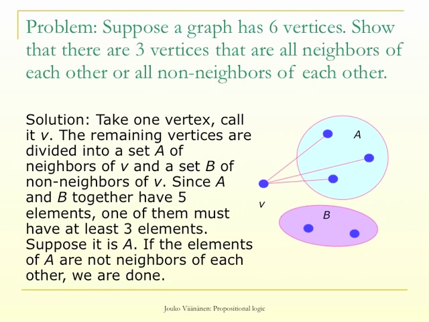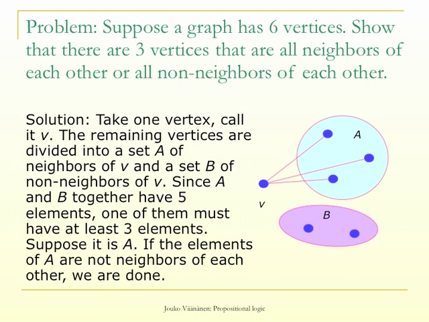Solution. Take one vertex, call it V. It can be just any of the vertices. Whatever V is, the remaining vertices are divided into a set A of neighbors of V and a set B of non-neighbors of V. Since A and B together have 5 elements, one of them must have at least 3 elements. Suppose it is A.